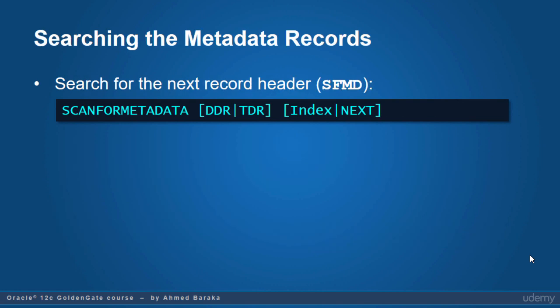If you are configuring self-describing trail files, the source data definitions structure is saved in the trail files. Use the scan for metadata command to find and display the metadata information from the trail files. If you use the DDR option, you will get information about the source database system like its platform, character set, operating system, and others. If you use the TDR option, you will obtain information about the next table definition record in the file. You will see the table structure displayed for you.